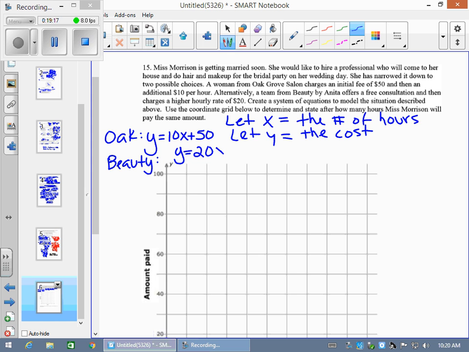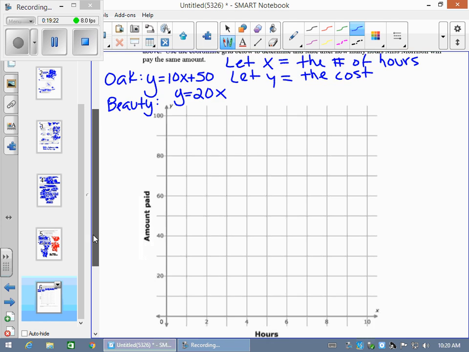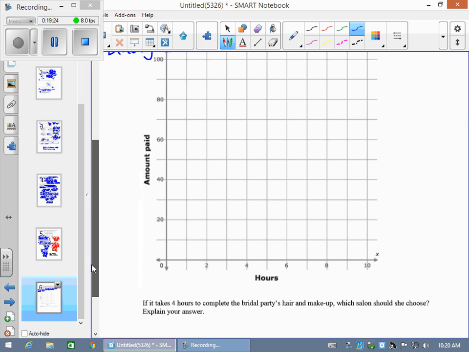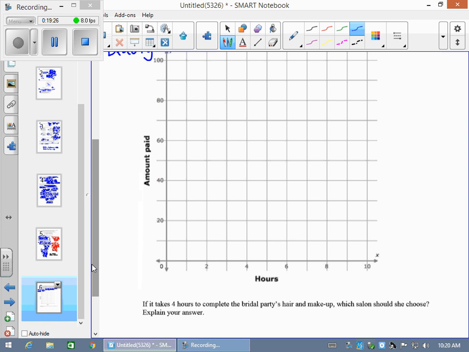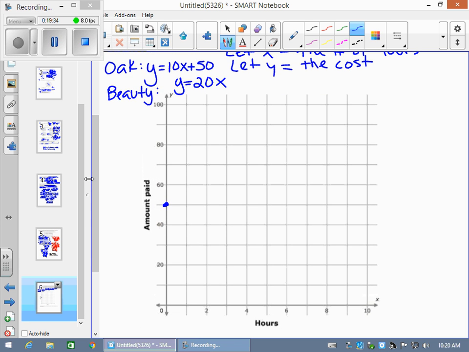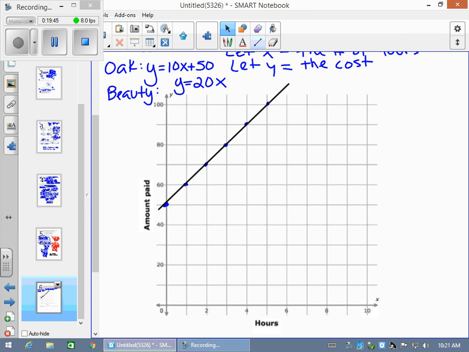So if I start out with Oak Grove, I know I have a y-intercept of 50, so my y-axis is going up by 10, so I'm going to plot that y-intercept, and my slope is 10, so I'm going to go up 10 over 1 and plot my points. Draw the line here. And then label this with either the equation, or you could write Oak Grove. I'm just going to label it with y equals 10x plus 50.